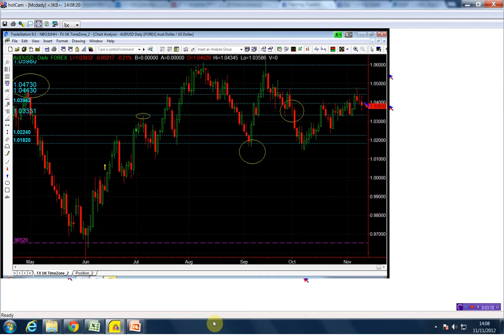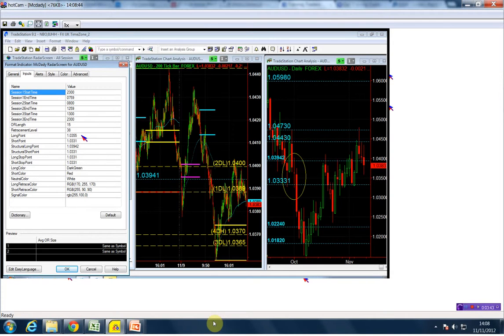So our trade in the Aussie dollar is fairly easy. As long as we're below the 103.94, we want to be looking for selling points. If it gets above the 103.94, we will buy. So for the Aussie dollar, we will buy this above 103.94, which is our structural long point. It is our structural long point, and of course it is going to be our long stop. Okay, that is for the long side.